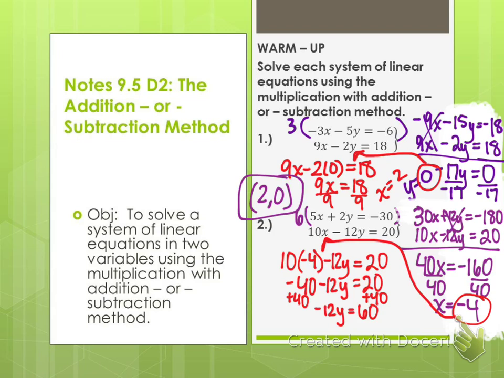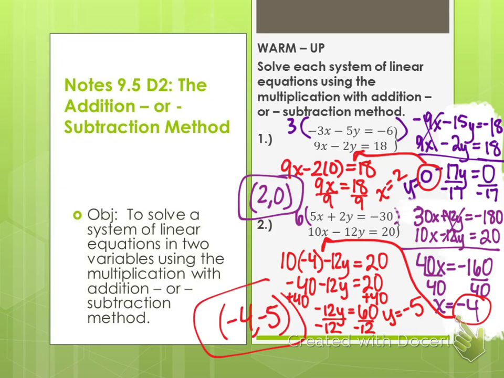The last thing to do to get y alone is divide by negative 12. What do we get for y? Positive or negative? Negative 5. So our answer on number 2 is negative 4 comma negative 5. Even if you solved differently, so you got rid of x in the very beginning, you should still get the same exact answer.